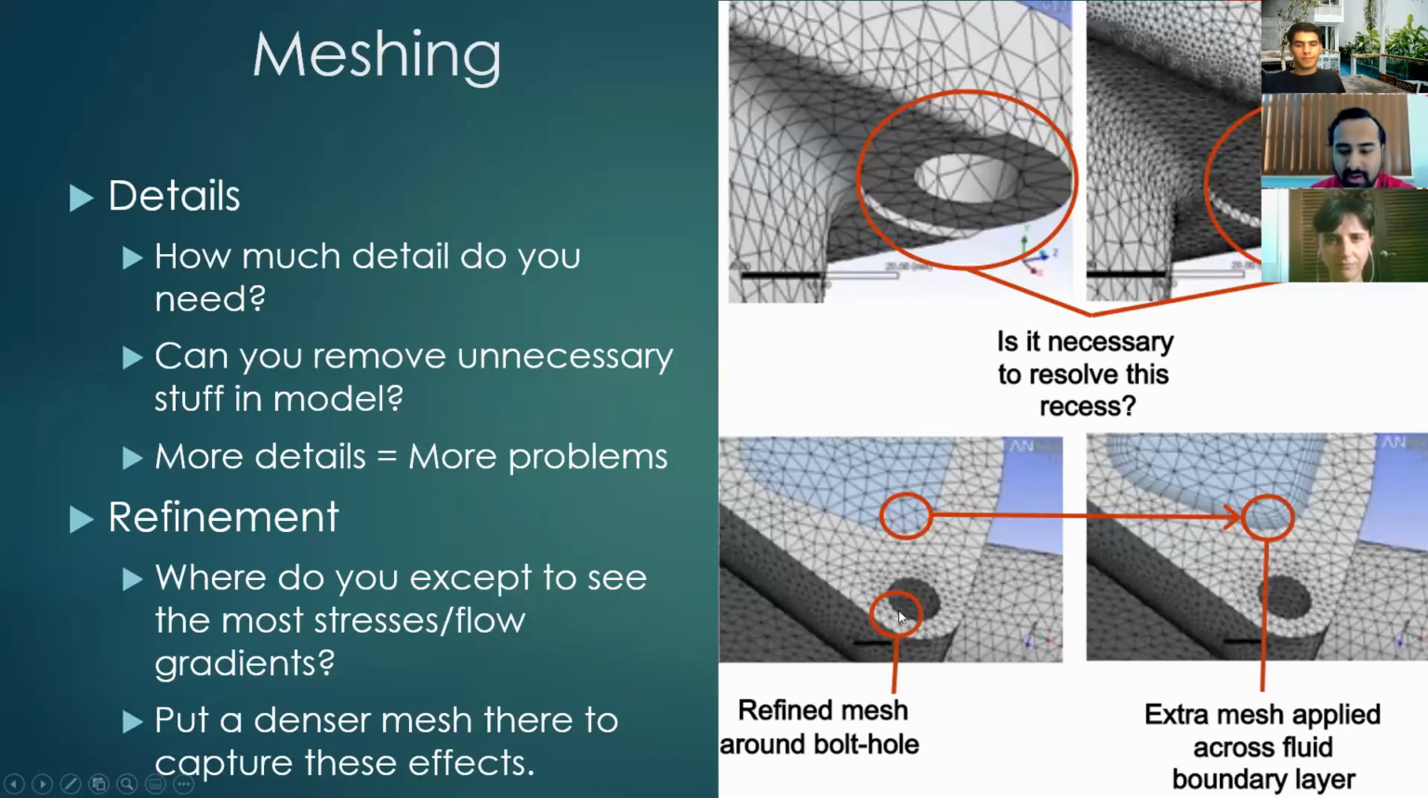So, for example, if you expect this bolt hole to have a lot of stresses because it's a bolt hole, it's what's keeping your structure intact, then add more of a mesh around this hole. If you're doing a fluid analysis, then maybe you want to know what the interaction is of the fluid right at the wall. So you can add more layers here, which is called a boundary layer. So you can add more mesh layers right at the wall.